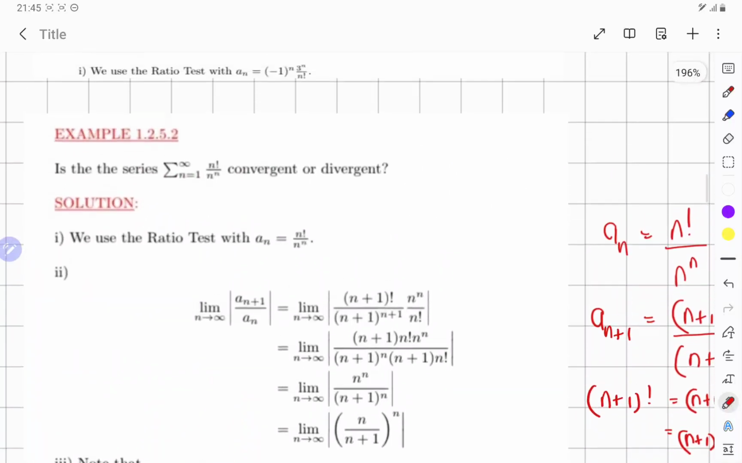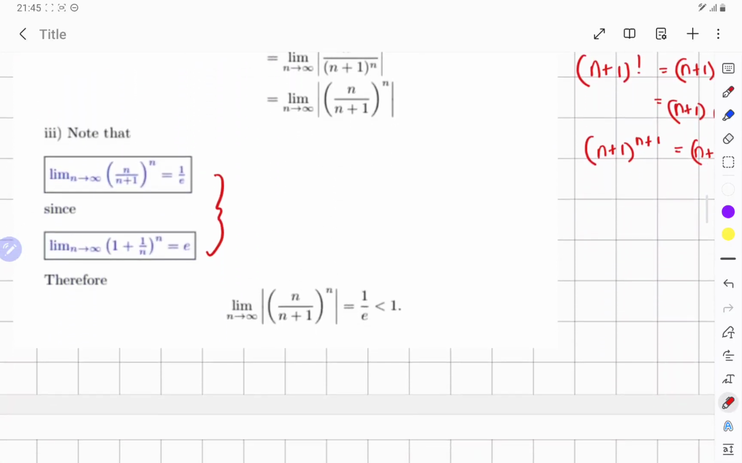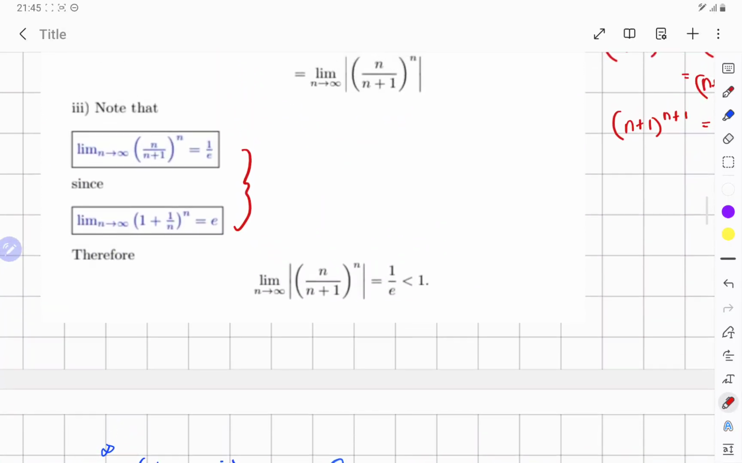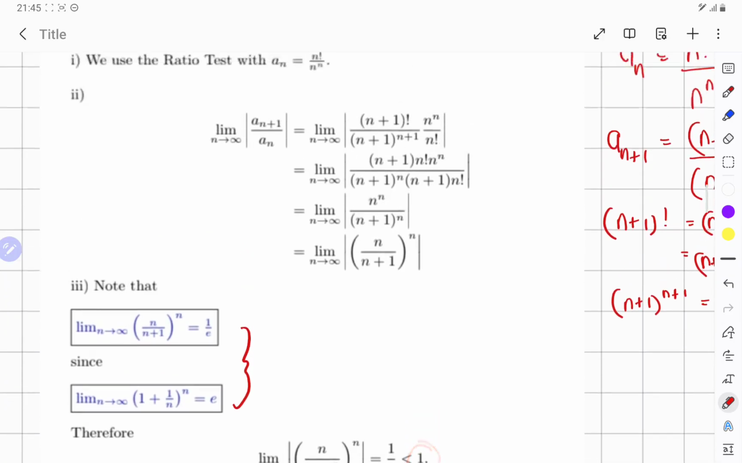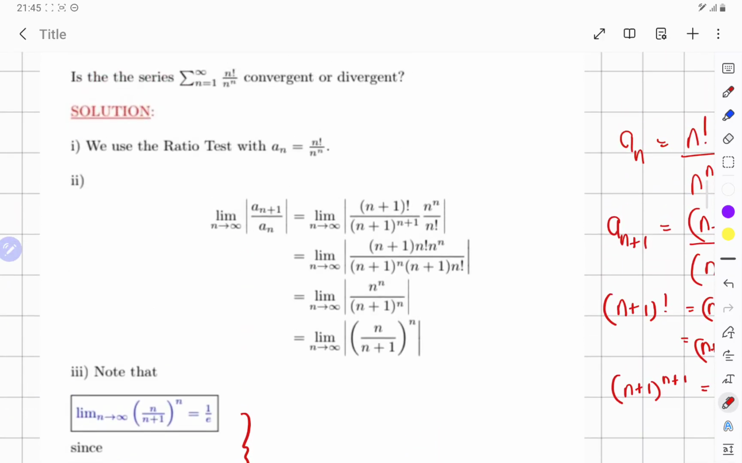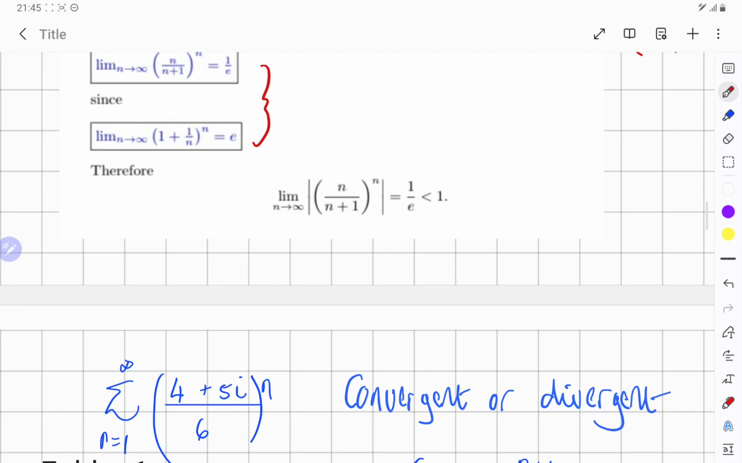Let's just recap. What did I say earlier? When you get a number less than 1, you will say that your series is therefore absolutely convergent and therefore convergent. So since we have a number less than 1, I will just end up saying, therefore my series is absolutely convergent and hence convergent from the ratio test.